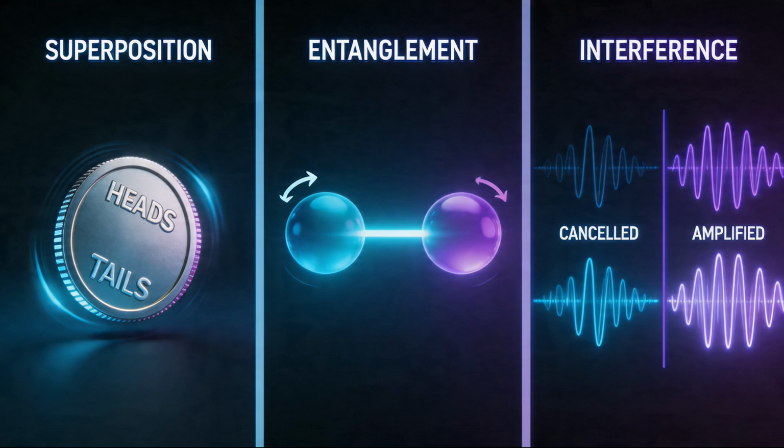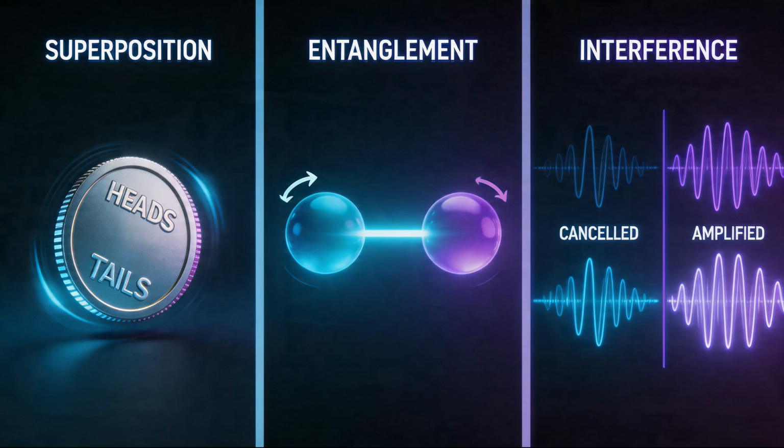There are 3 quantum mechanical properties that make quantum computers work. Understanding them at a high level is enough to understand everything else. The first is superposition, which we just covered. A qubit exists in multiple states simultaneously until you measure it, at which point it collapses to a definite 0 or 1. The second is entanglement.